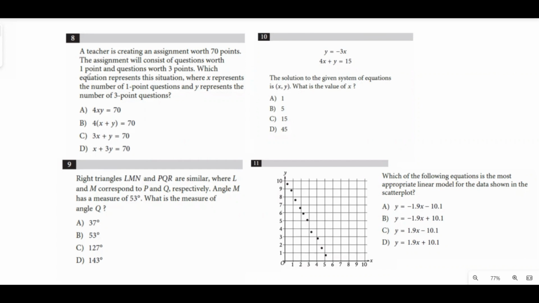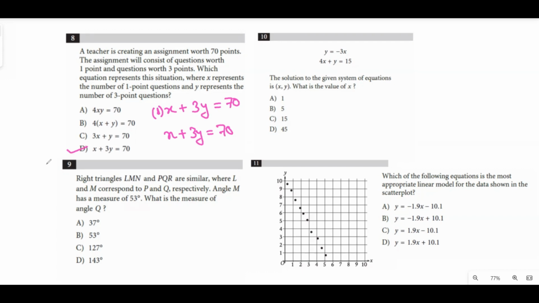There are 2 types of questions. One is known as 1 pointer and second is 3 pointer. The 1 pointer is represented by x, whereas y number of questions is represented as 3 pointer questions. So it is very simple. x means 1 pointer, and how many questions are there? x number of questions plus 3 pointers, y questions are there. So if I add up both of them, I have to get 70 points. So simply x plus 3y is equal to 70, which is option D. So question 8 answer will be option D.